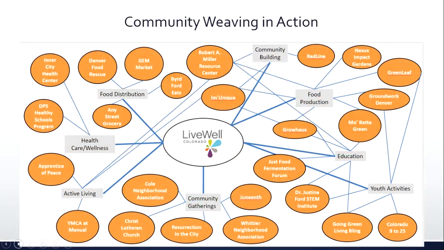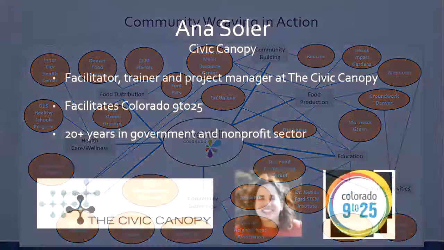And here's just a great example of community weaving that's happening through Live Well. And Live Well is an organization that's really working towards healthy living and active living goals. And you can see the number of organizations that are all connected and supporting these common goals of healthy eating and active living. And to the right on your screen, you'll notice there's quite a few different environmental or environmental education organizations that are involved in this greater community goal in different ways, either by providing education and youth activities or by gardens and producing food and those sorts of things. So great example of community weaving in action.